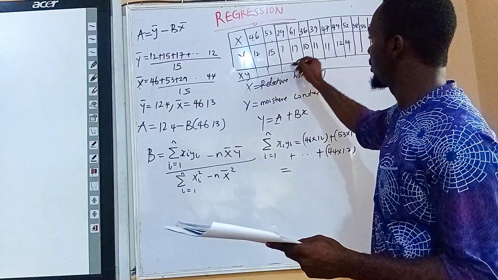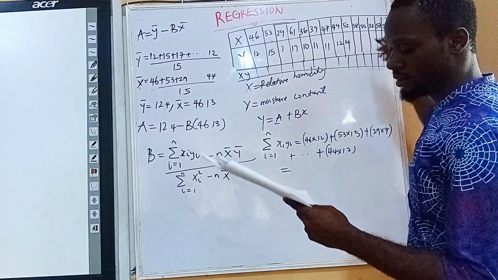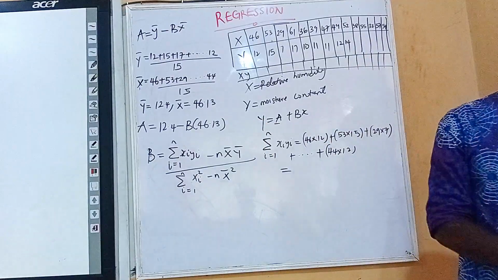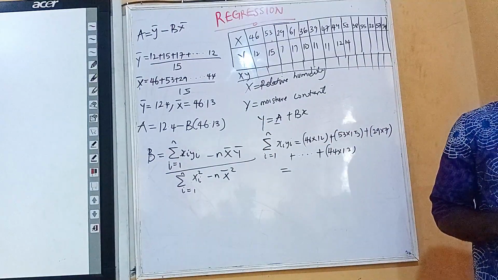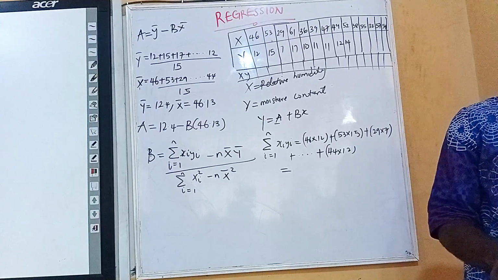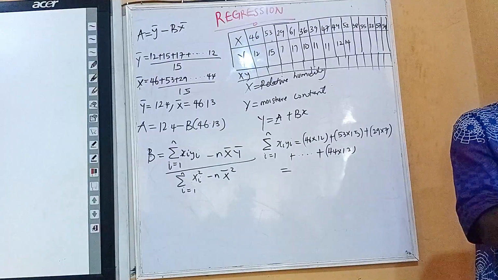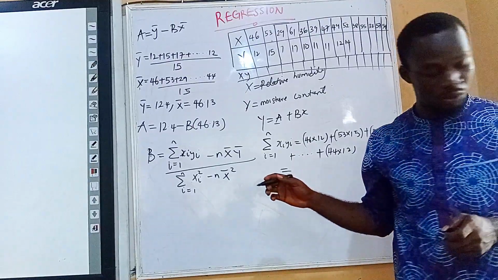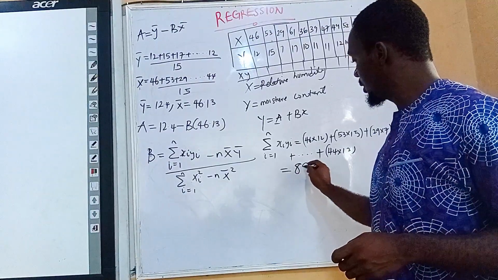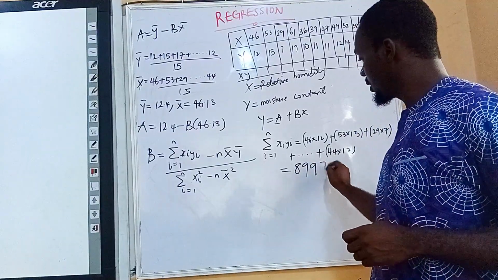46 times 12, 53 times 15, and you're supposed to get 29 times 7, and so on.